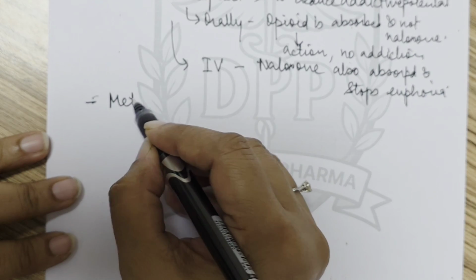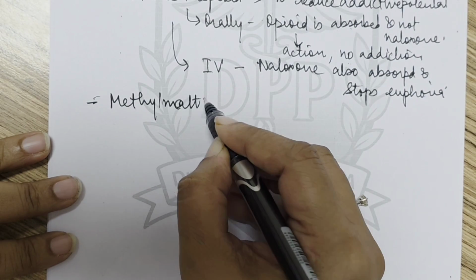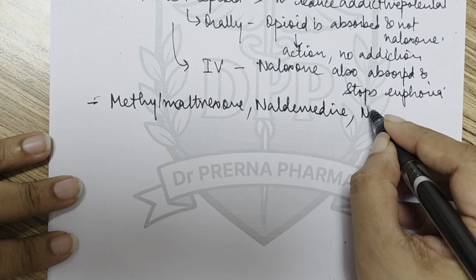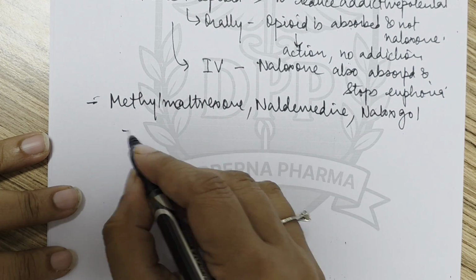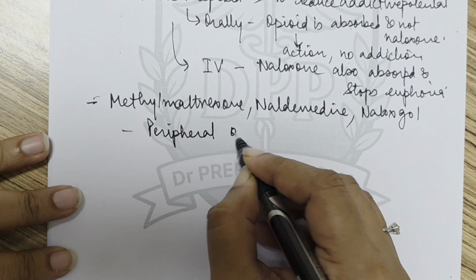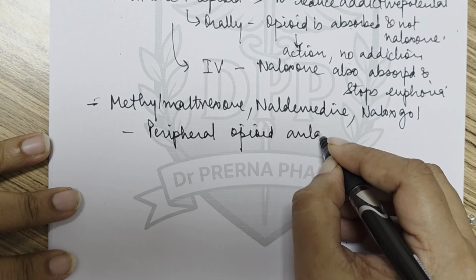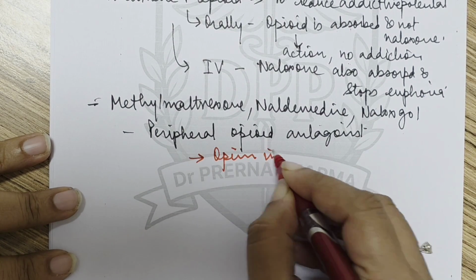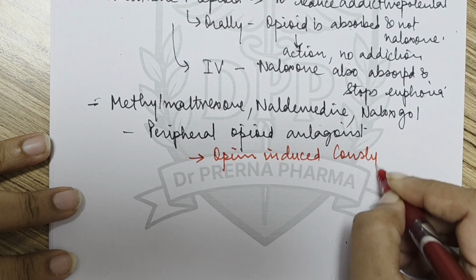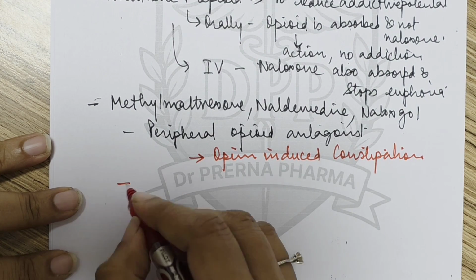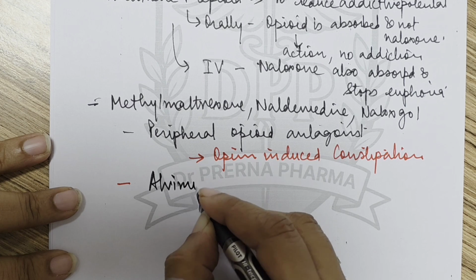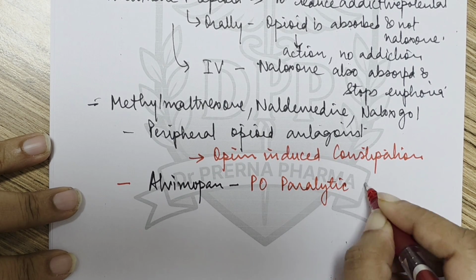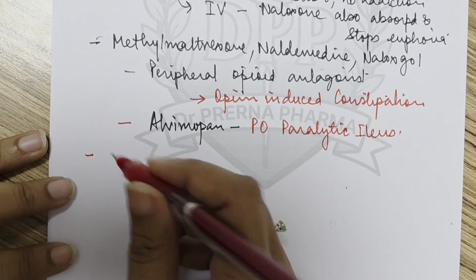Then other drugs are there: methylnaltrexone, naldemedine, and naloxegol. They are basically peripheral opioid antagonists, and they are used in opioid-induced constipation, right? And the other drug, alvimopan, is used in post-operative paralytic ileus, right?